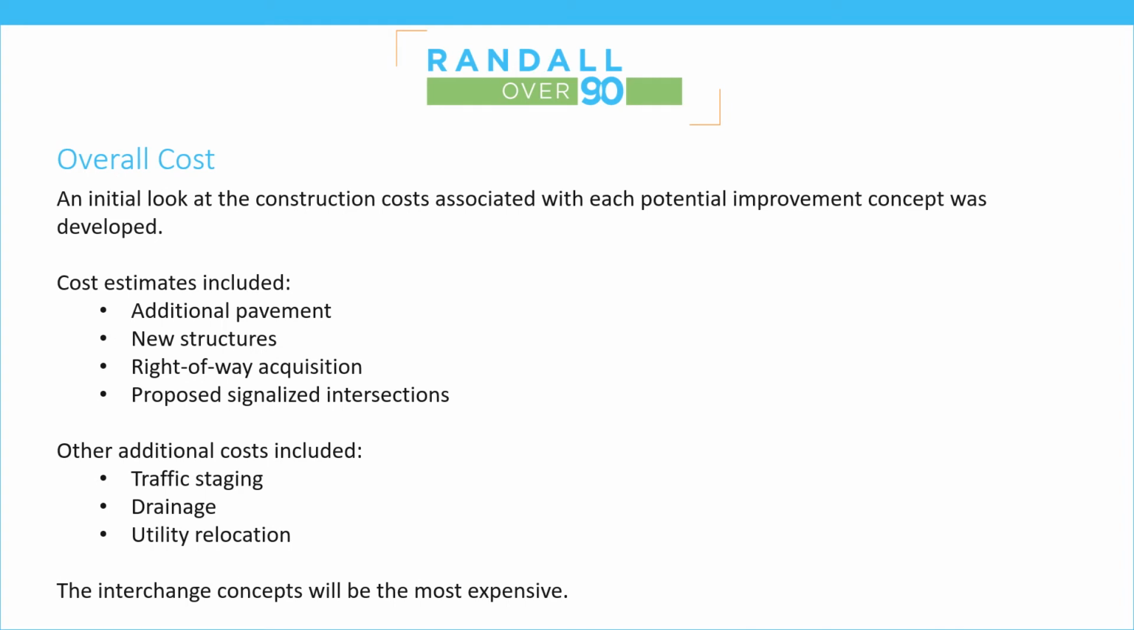Cost. An initial look at the construction costs associated with each potential improvement concept was developed. For the purpose of concept comparison, the cost estimates only consider big-ticket items such as additional pavement, new structures, right-of-way acquisition, and proposed signalized intersections. It is too early in the design phase to be specific about estimates. Additional likely costs associated with complicated traffic staging, drainage, and utility relocations were also included as a percentage of the additional proposed pavement.